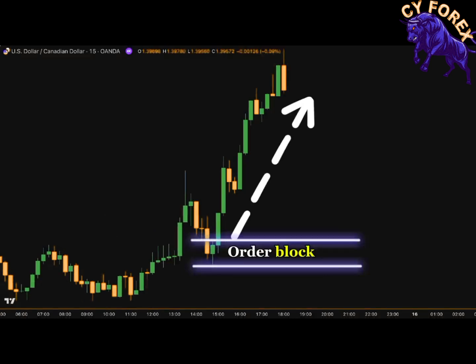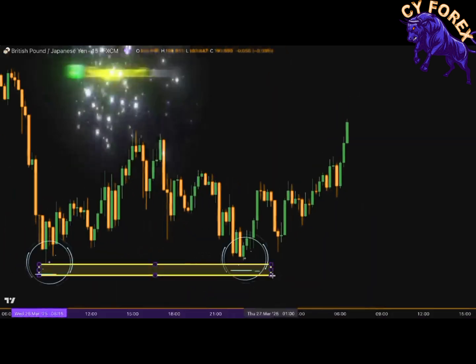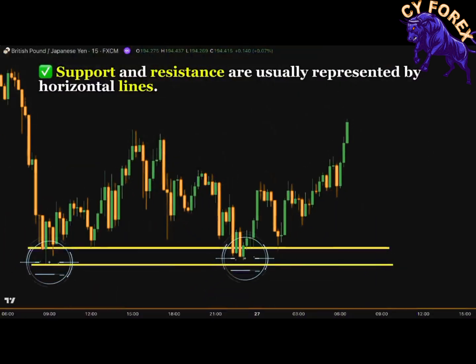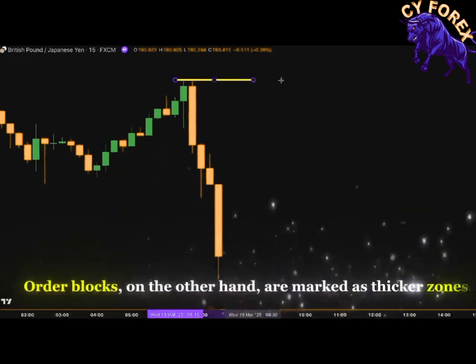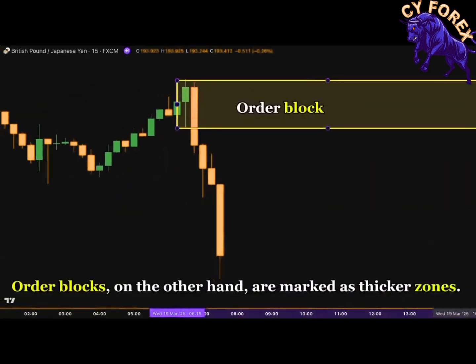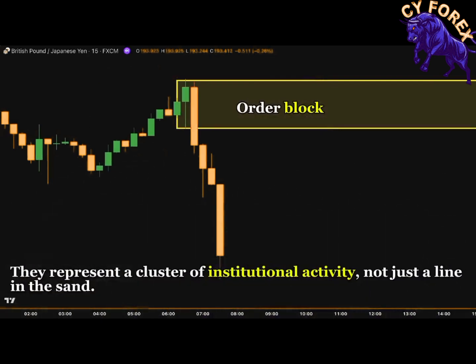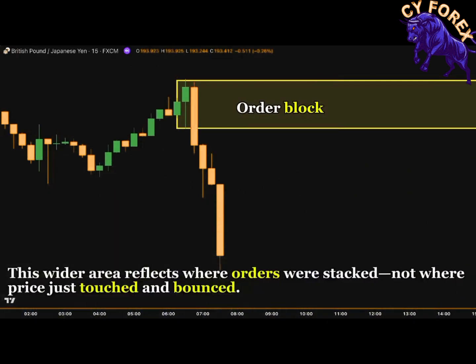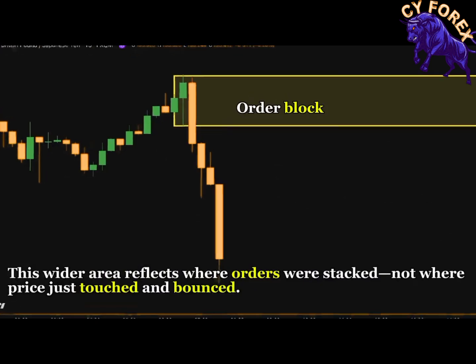If you see a strong impulsive price move away from a level, that's your clue. That area becomes an order block, because smart money likely entered the market there. Support and resistance are usually represented by horizontal lines. Sometimes traders expand them into narrow zones, but they're still fairly thin. Order blocks, on the other hand, are marked as thicker zones. They represent a cluster of institutional activity, not just a line in the sand. This wider area reflects where orders were stacked, not where price just touched and bounced.